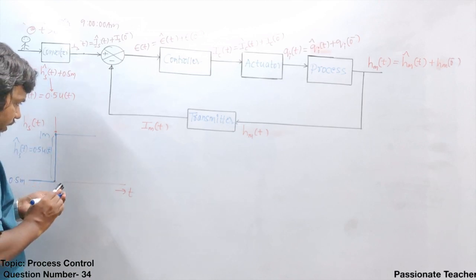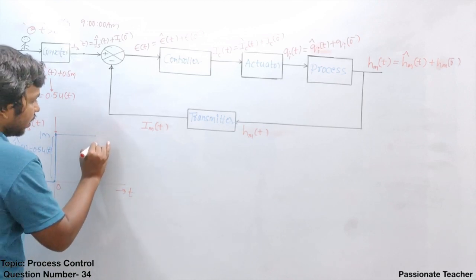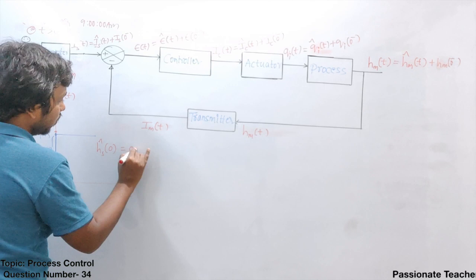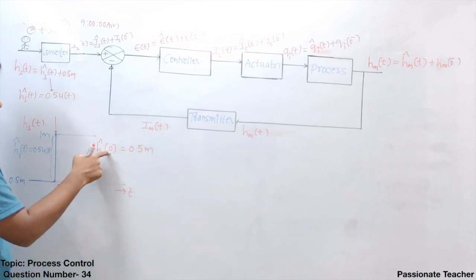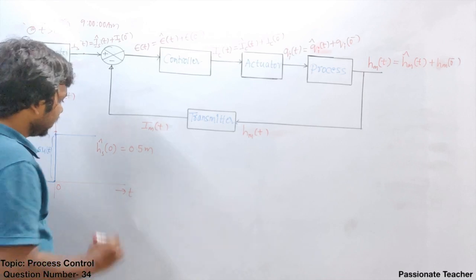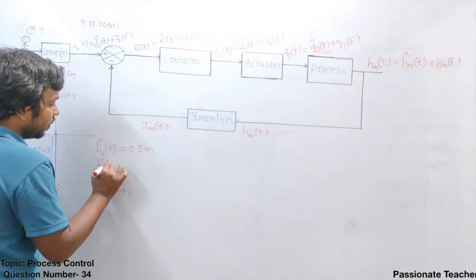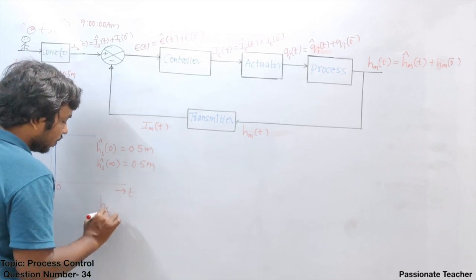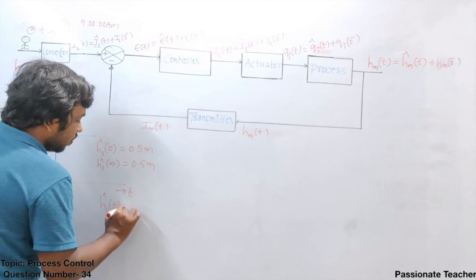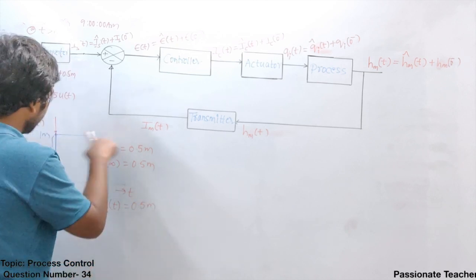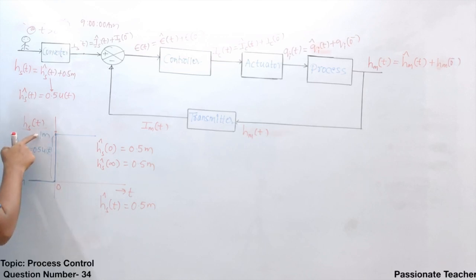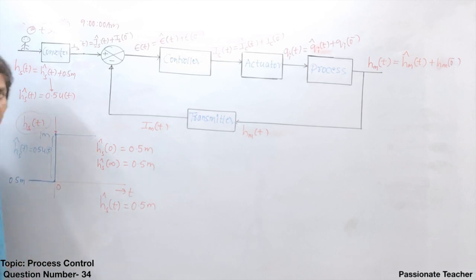Now have you looked at this one clearly? From this we can say Hs cap of 0 is equal to 0.5 meter. That means the deviation in the required set point is 0.5 meter, and Hs cap of infinity is also 0.5 meter, and Hs cap at any time is 0.5 meter. Correct? Because it is a step input. This deviation is 0.5 meter and this is the water level, 1 meter. So this deviation plus the initial value is going to be the total level with respect to time.